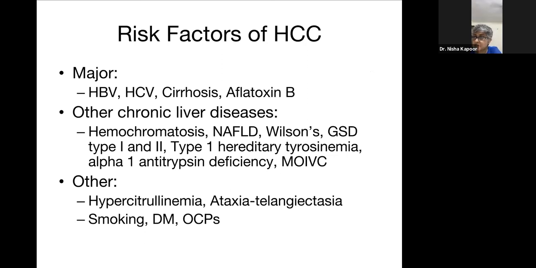So we have the major risk factors as hepatitis B, C, cirrhosis of any cause, and toxicity due to aflatoxin B. Other chronic liver diseases like hemochromatosis, that is without underlying cirrhosis, non-alcoholic fatty liver disease, Wilson's disease, glycogen storage disease type 1 and 2, type 1 hereditary tyrosinemia, alpha-1 antitrypsin deficiency, and membranous obstruction of IVC, and some other diseases which are not really linked to the liver. And these are hypercitrullinemia, ataxia telangiectasia, smoking, diabetes, and use of oral contraceptive pills.